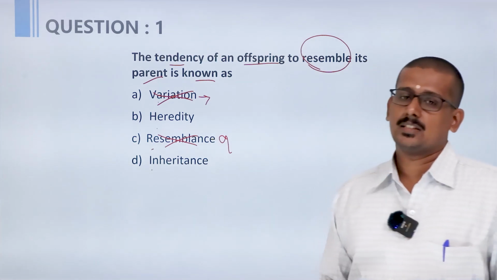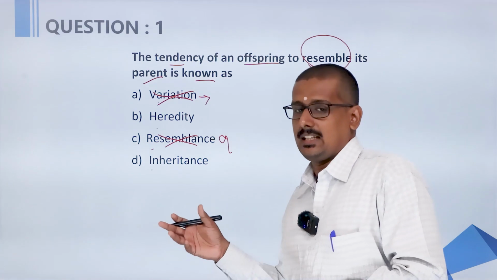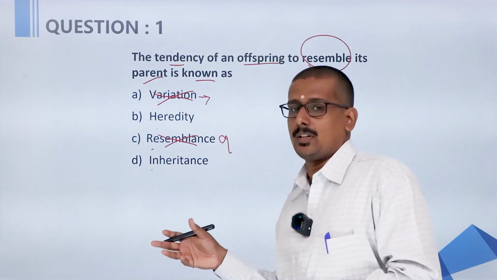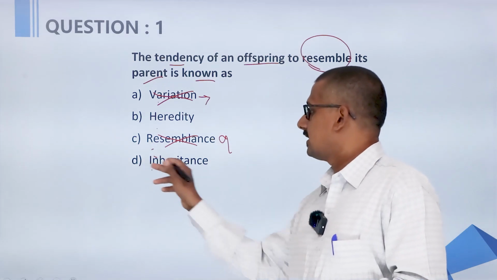Inheritance alla, inheritance is a word where you keep inheriting nanu parayana. So we get inherited, the land has been inherited from one heir to heir. Inheritance more or less is a legal word, so inheritance is the wrong option.